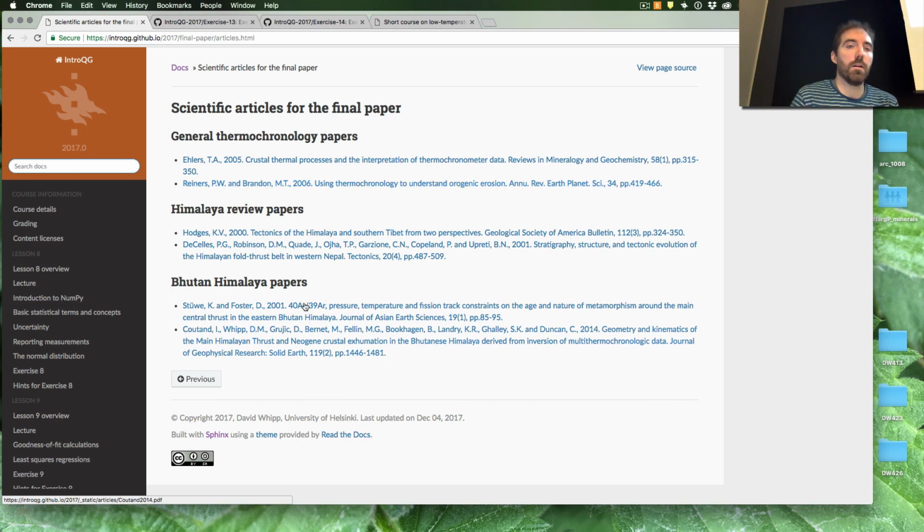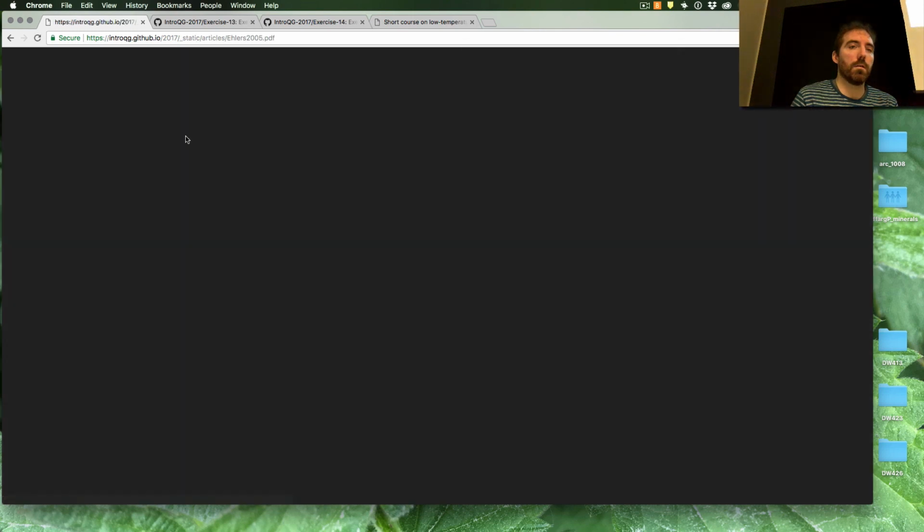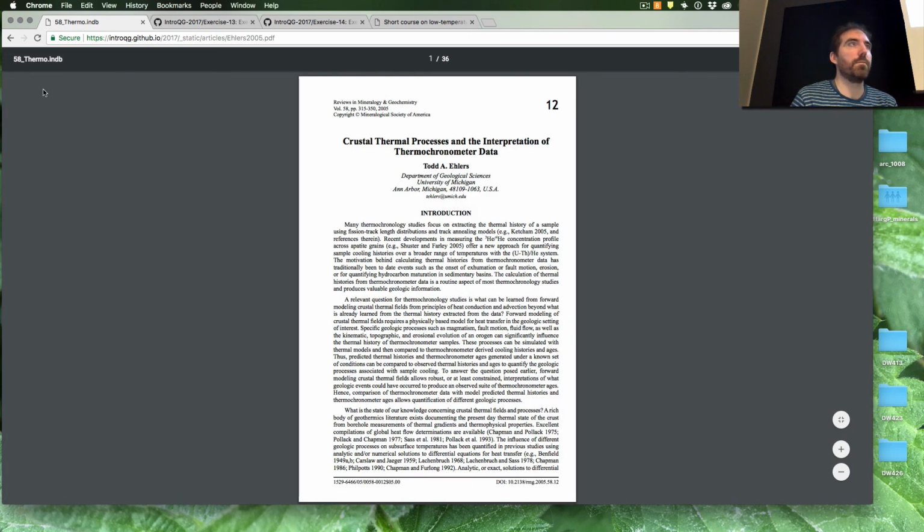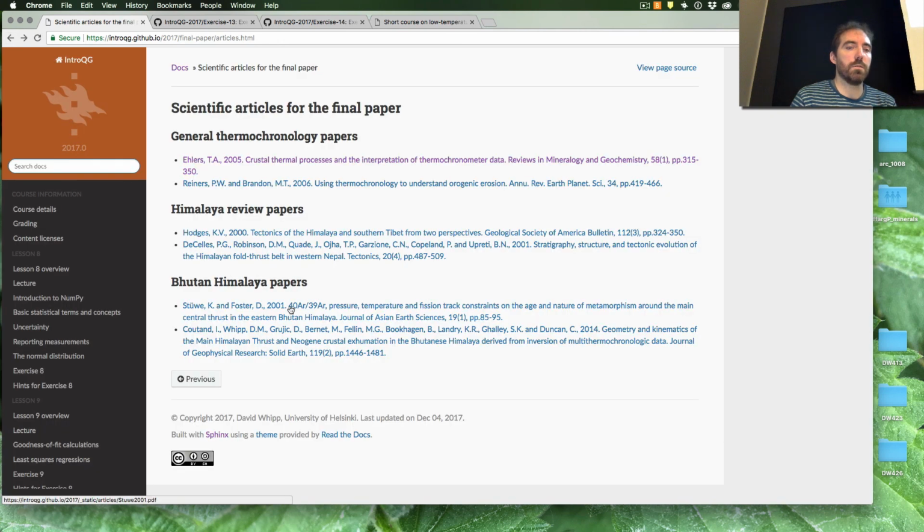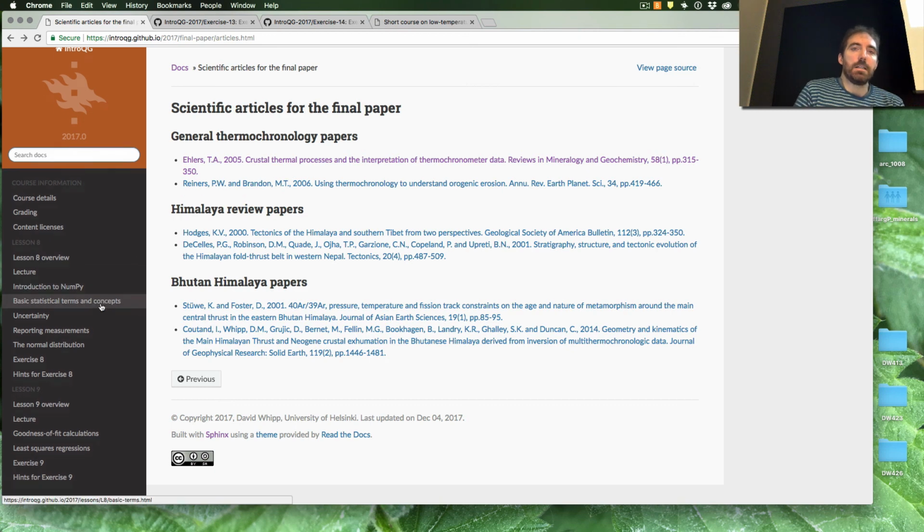So they're here, and if you click, you just get a PDF of the articles, and I've tried to choose some. These 2 from Bhutan, you're going to have this data in the exercise, so you're going to probably want to cite these at least. There are some papers with general things about the Himalaya. For the geological background section, for instance, you might want to say a little bit about the geology of the Himalaya, and these are good review papers. And then there are some things in general about thermochronology.